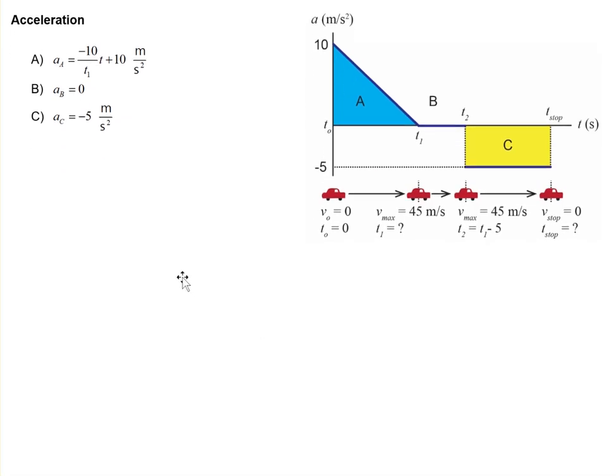All right, so first we'll get the acceleration. We know the graph, and we know that this is just a line, so we write the equation of the line. The acceleration in part B is 0, and the acceleration in C is a constant -5.